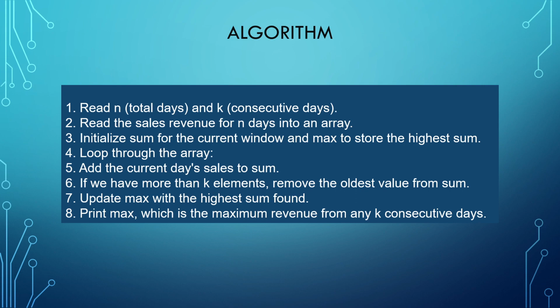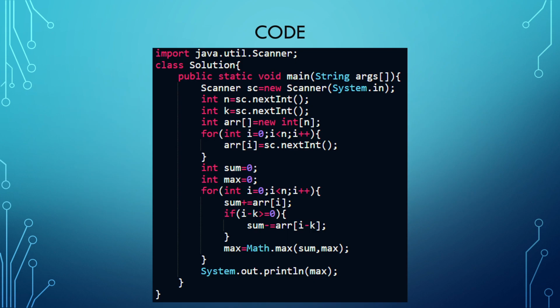So this is done for each element, and finally we will keep track of the highest sum in the max variable, and we will finally return the max variable, which in turn contains the maximum revenue from any consecutive k days computed from the given array. So now let's see the implementation code for the same. Initially we are reading the values of n and k, which are the total number of days and the number of consecutive days which we are going to consider respectively.